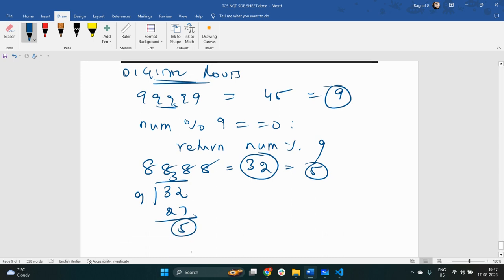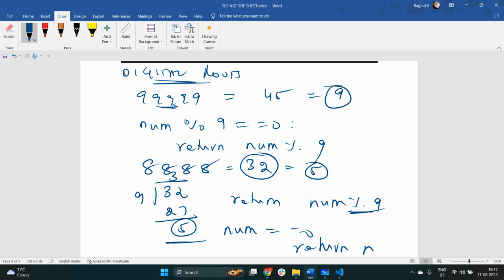I get 5 as a reminder. So I can also return num percentage 9 as an answer. Am I right or wrong? I can return num percentage 9 as an answer. In another case, if the num is equal to 0, then I can return num as the same, an exact directly, right? So this concept is called digital roots, where I'm going to play only with the number 9 to find the answer.